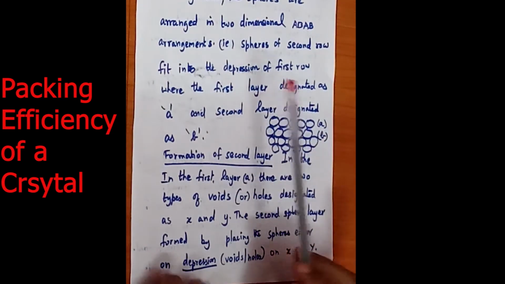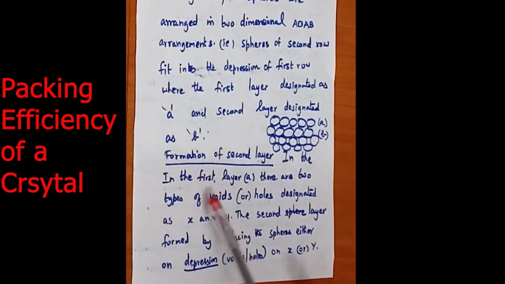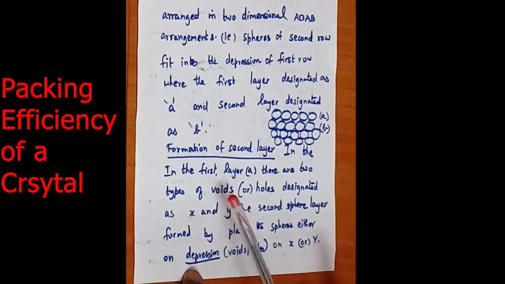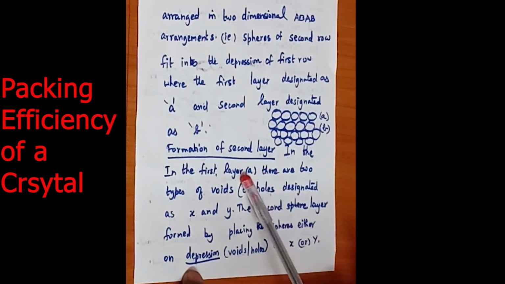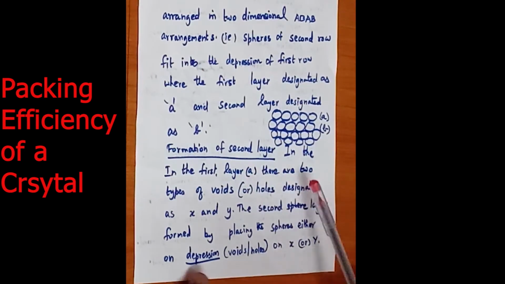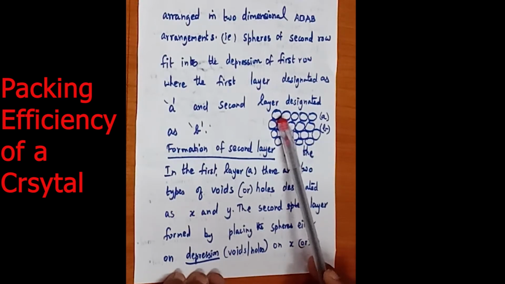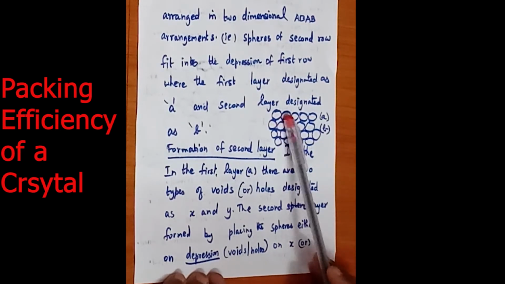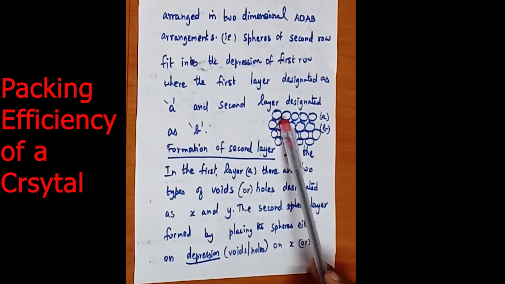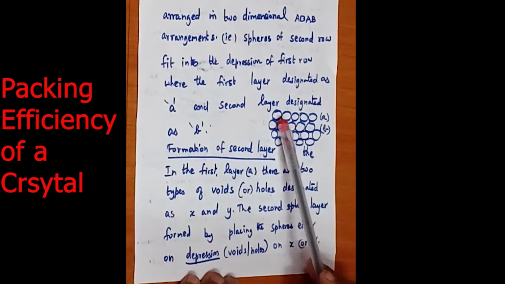So yeah, that is the formation of the first layer. Next is the formation of the second layer. In the first layer A, there are two types of holes. There is a particular space formed between the atoms, which is called voids or holes. These voids and holes are designated as X and Y.